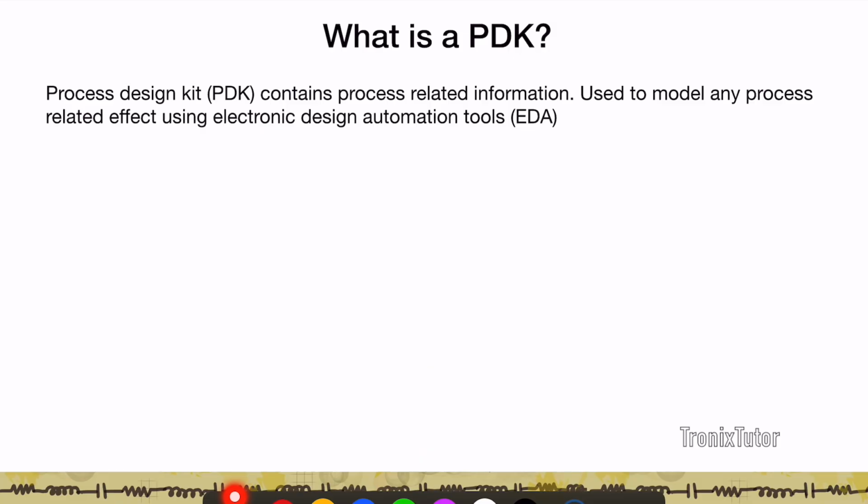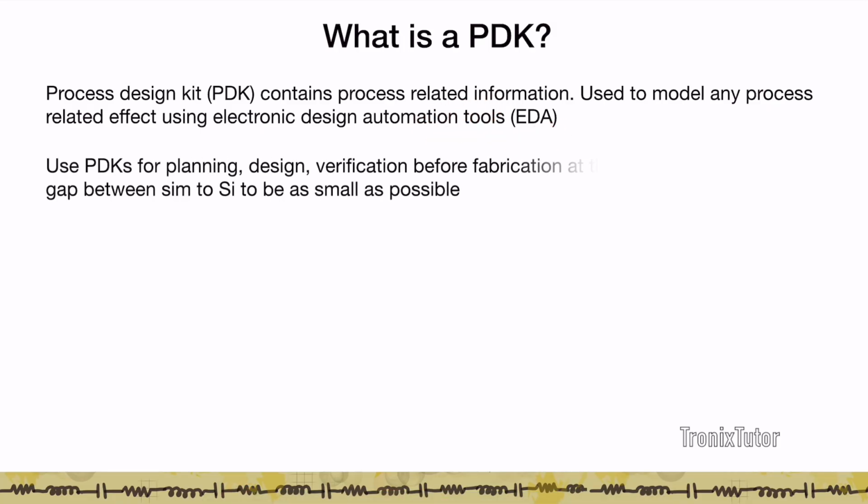So what's a PDK? A PDK stands for a process design kit, and it contains basically all the process related information. This is something that the foundry will supply to its customers. So if you're a design house, this information is given to you by the foundry, and it's used to model any process related effect using what are known as EDA, or electronic design automation, tools.